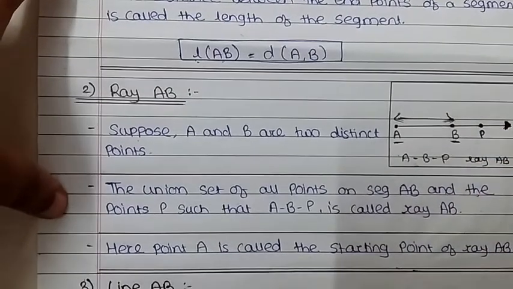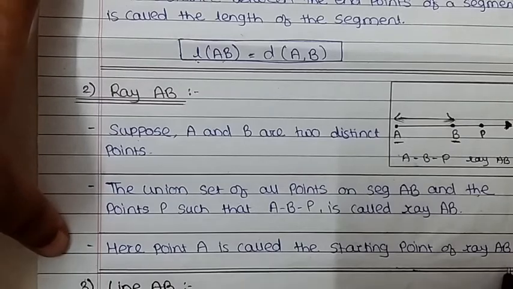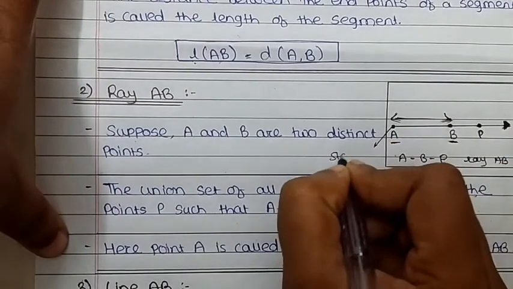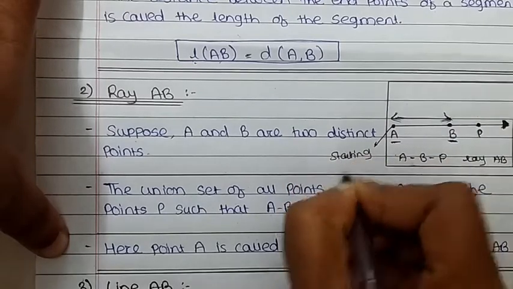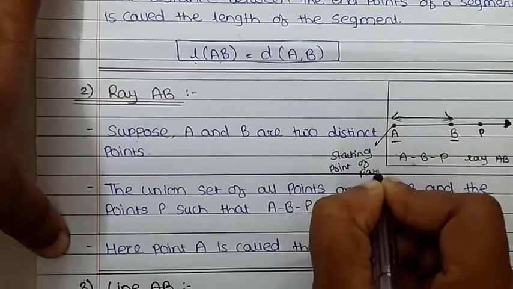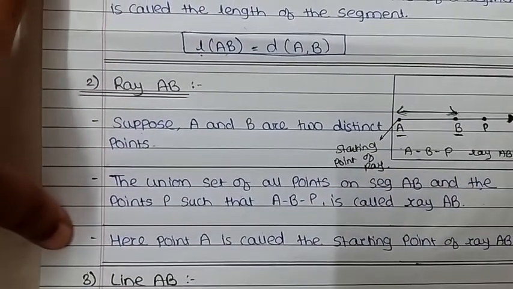Understand? Here point A is called the starting point of the ray AB. A is what? A is the starting point of the ray. Okay. So this is about the ray AB here.